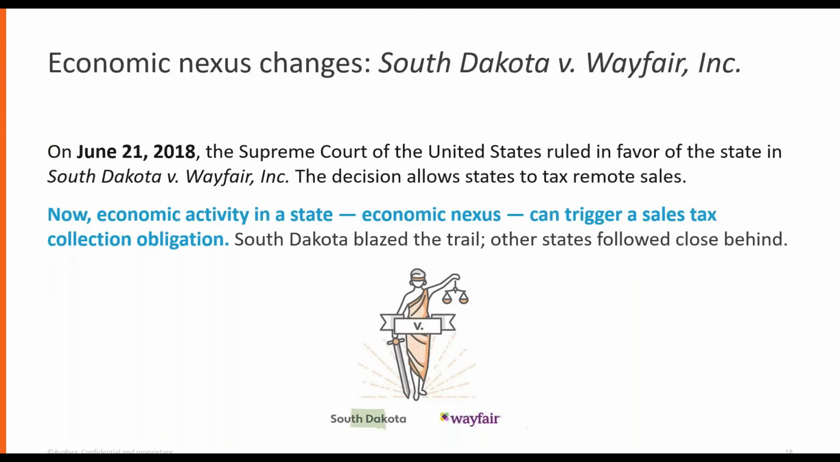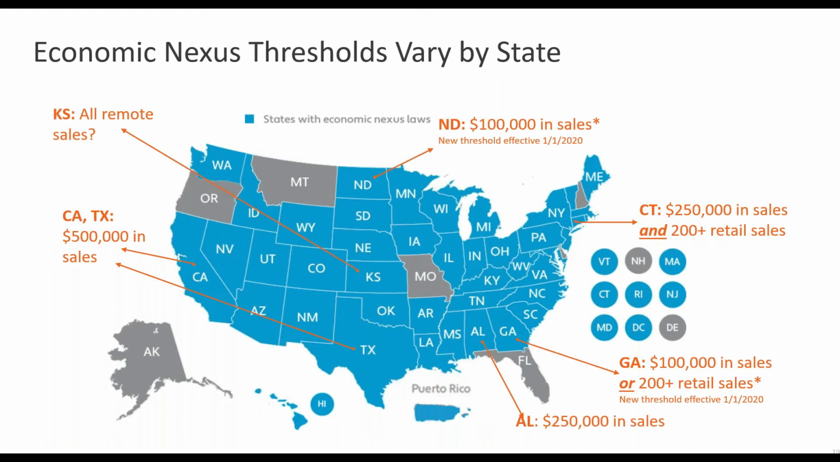Now, we talked a little bit about economic nexus, and just because you don't have that physical presence in a state doesn't mean that you don't have that nexus. Back in June of 2018, this monumental decision was made by the Supreme Court, and basically, it allowed states to tax remote selling. At this point, every state, I would say, has taken advantage of this ruling and has enacted economic nexus laws. And we'll just show you some of this.